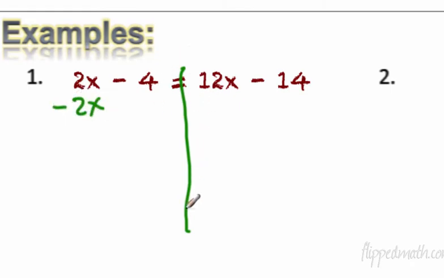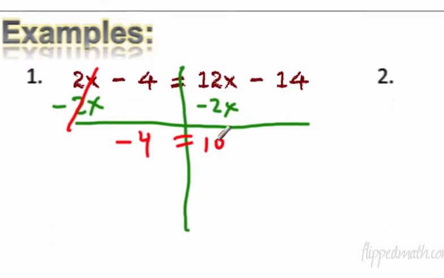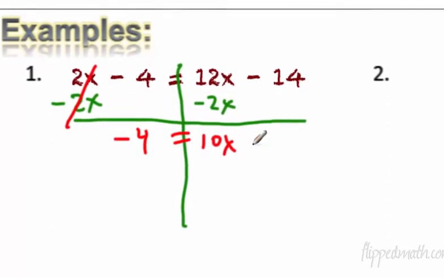Now that's why we draw that line down the middle. We have one on the left, you put one on the right here. We're going to draw the big old line. And remember, you want to read this like a book. So 2x minus 2x, they cancel. The negative 4 comes down. Don't forget the negative. We have an equal sign. We have 12x minus 2x, that's 10x. And the negative 14 comes down.